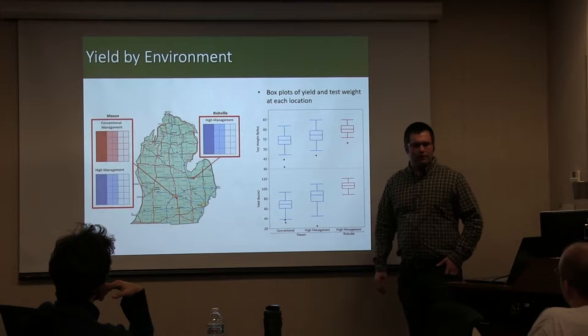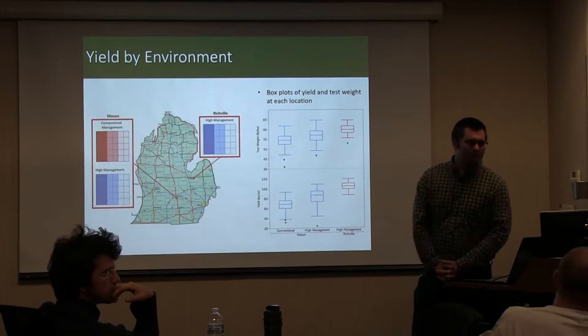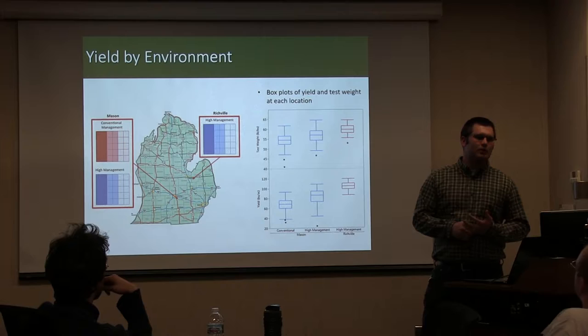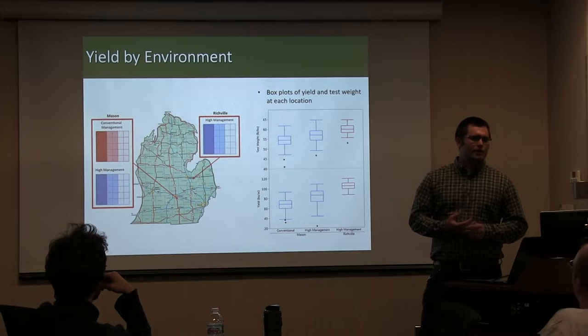Question? Yes? What were the size of the plots, and how many plots did you take for your yield data? So at each location, a given genotype was replicated three times, so three plots. The plot size was 4 row by 20 foot, so that's roughly, let's see, 5 by 20, roughly, feet.